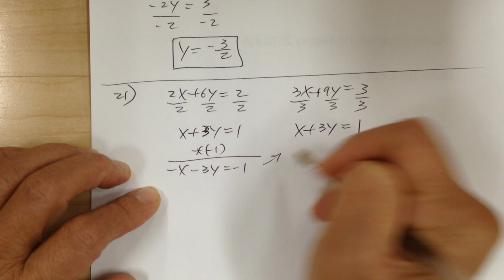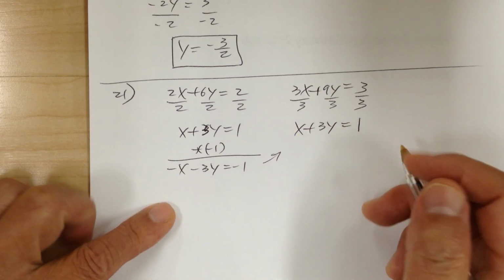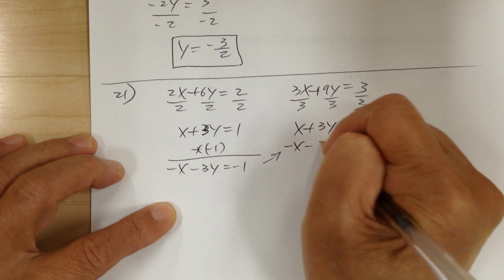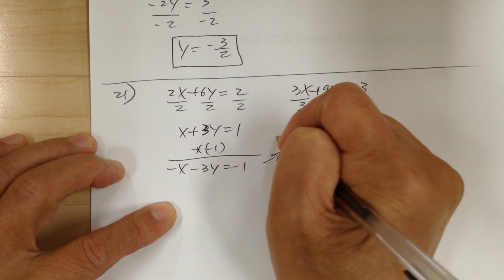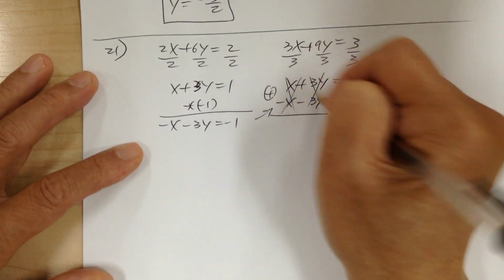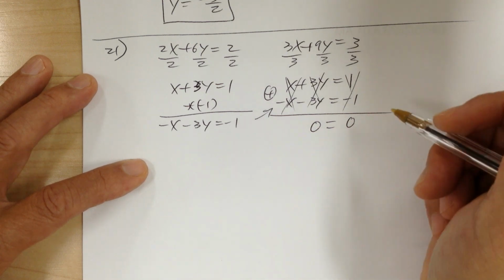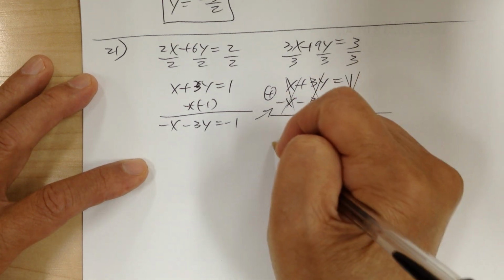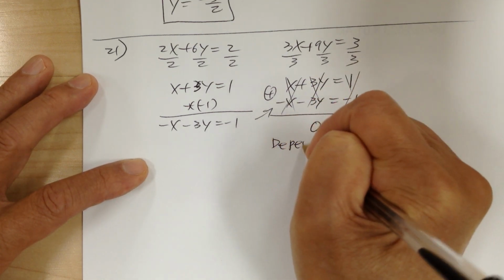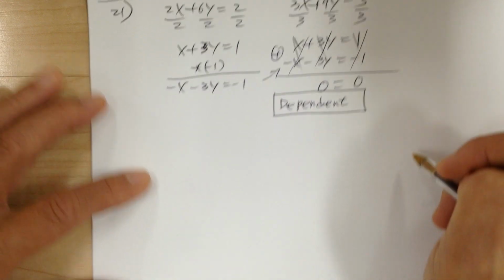Okay, and put this underneath here. Again, you choose a variable and make them opposite so they will cancel out. And again, you're going to add. So notice everything got canceled out. So you got 0, cancel out. So 0 equal to 0, so that's true. It means it's always true. In this case, again, the answer would be dependent.